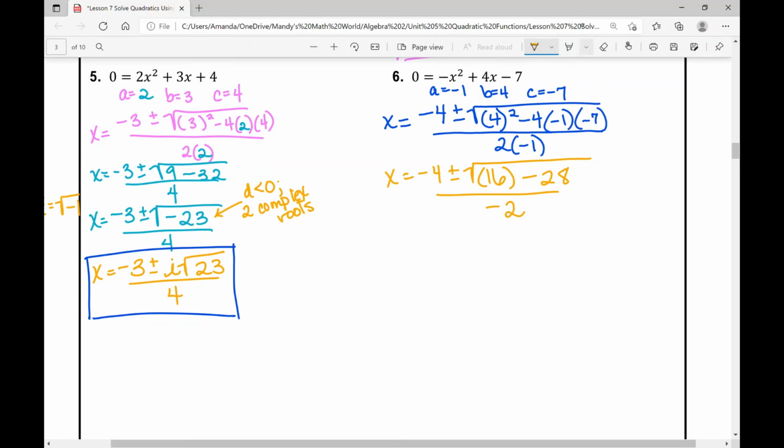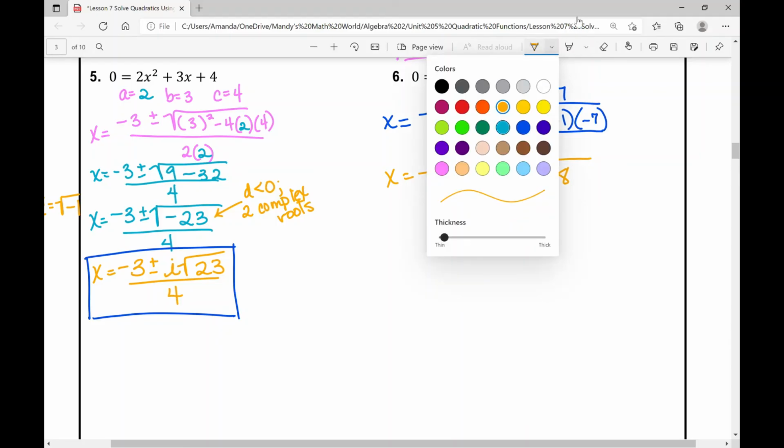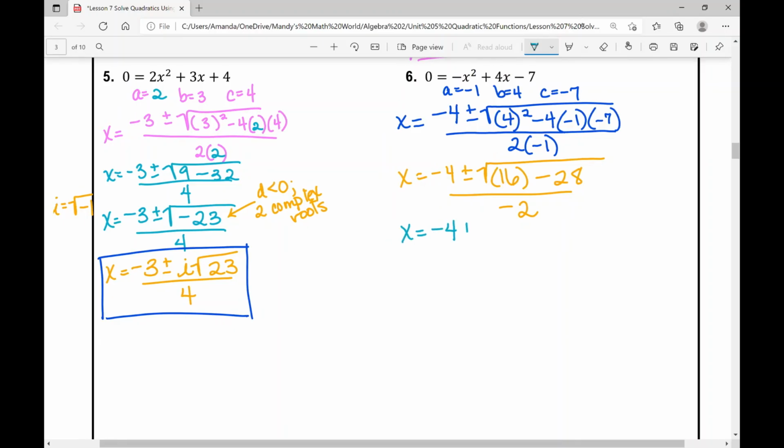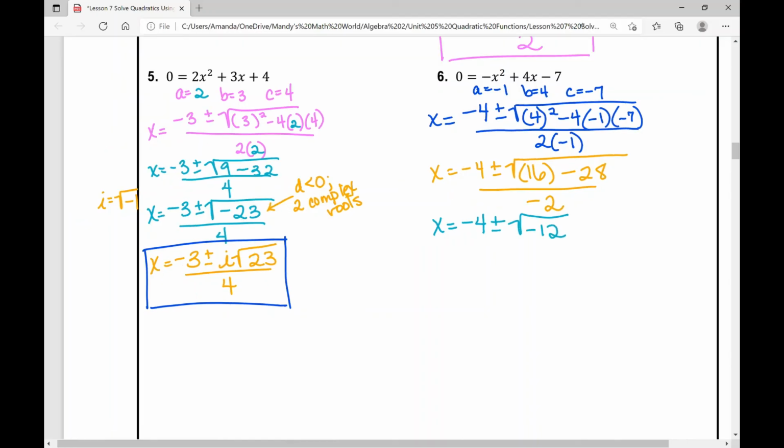Okay, and now let's simplify it even further. So x equals negative 4 plus or minus the square root of negative 12 over negative 2. And now we need to simplify the square root of negative 12. I'm going to do that off to the side over here.